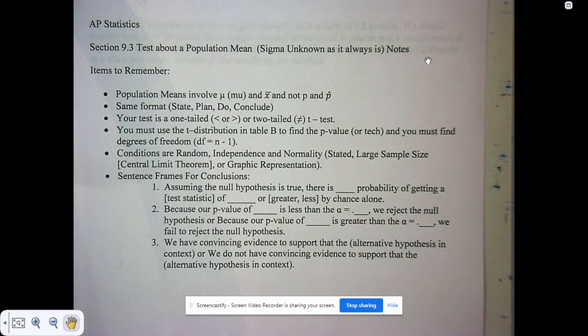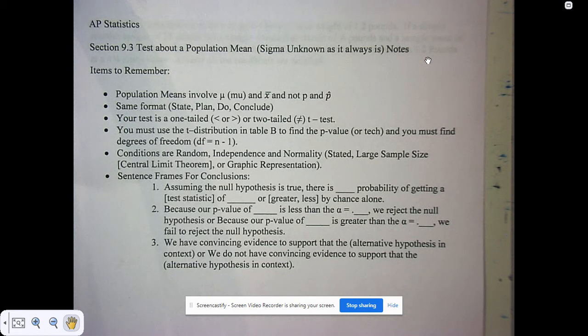Up at the top there it says sigma unknown, and I made the point before we left face-to-face education that sigma is very rarely known. You would never know your population standard deviation without knowing your population mean. So sigma unknown is the way the book that you have deals with this problem. So it is a t-test, just like the t-statistic you used for a confidence interval.